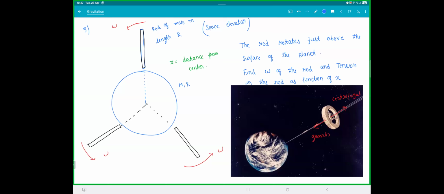How do we do this? This is a good one. You should give it a try. So give it a good try. I'll give another minute or so, then we'll find omega.